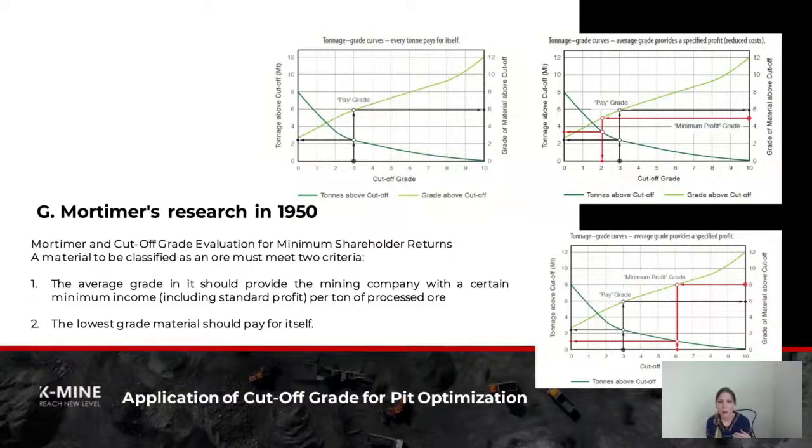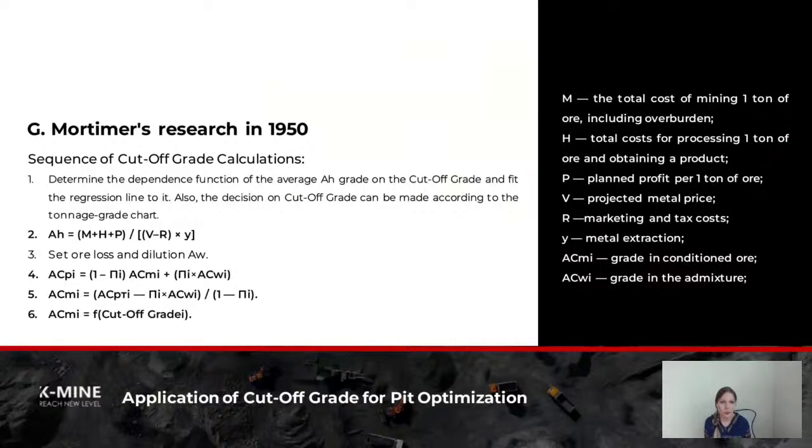but like break-even cutoff grades, none of Mortimer's cutoff grades take into account productivity of mining, enrichment, and marketing processes at different stages of mine operation, and other important mining parameters like ore extraction sequence, opportunity costs, and other costs. So that's why they really cannot guarantee the maximization of any mining project values. So that's why this method should be verified by economists before practical use. But here's the sequence of calculations according to Mortimer.